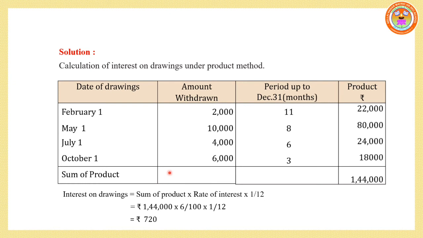Under the product method, the formula for finding interest on drawings equals sum of product into rate of interest by 100 into 1 by 12. Clear? So sum of product in this question we got 1,44,000 into rate of interest, already given in the question, 6 by 100.